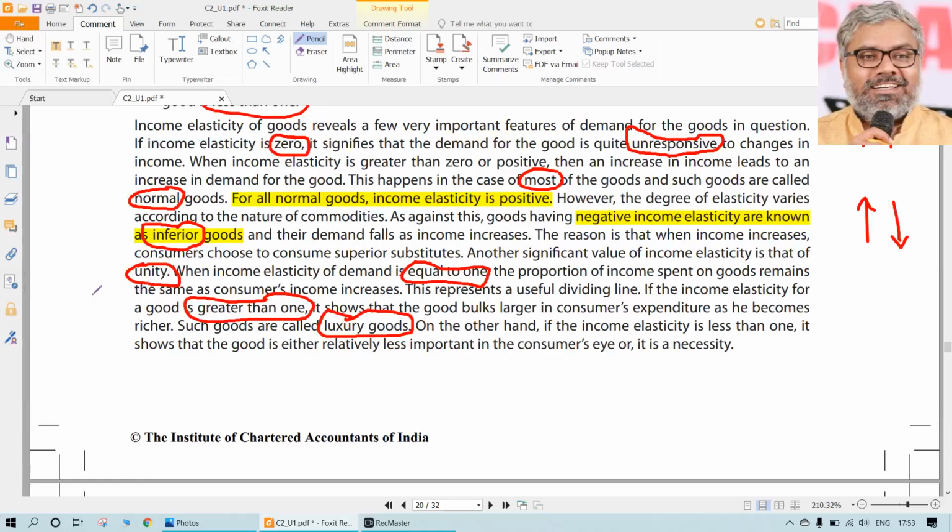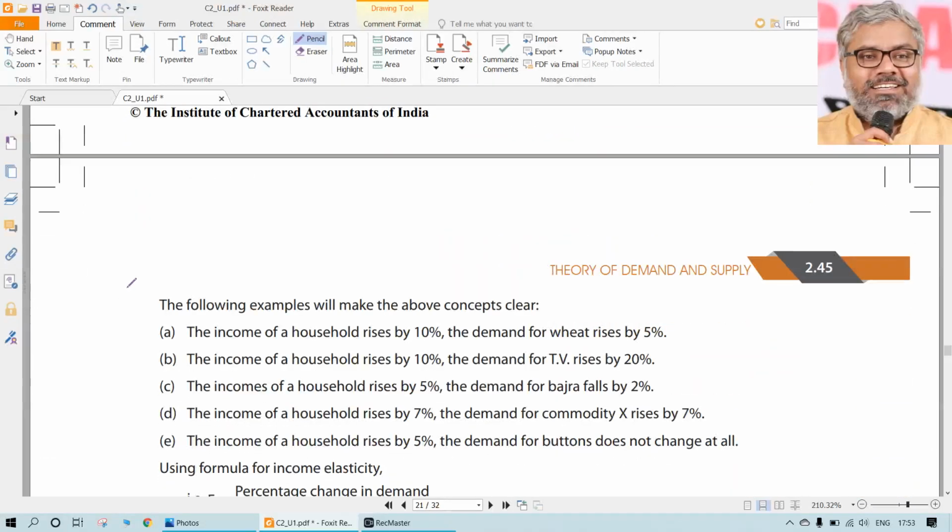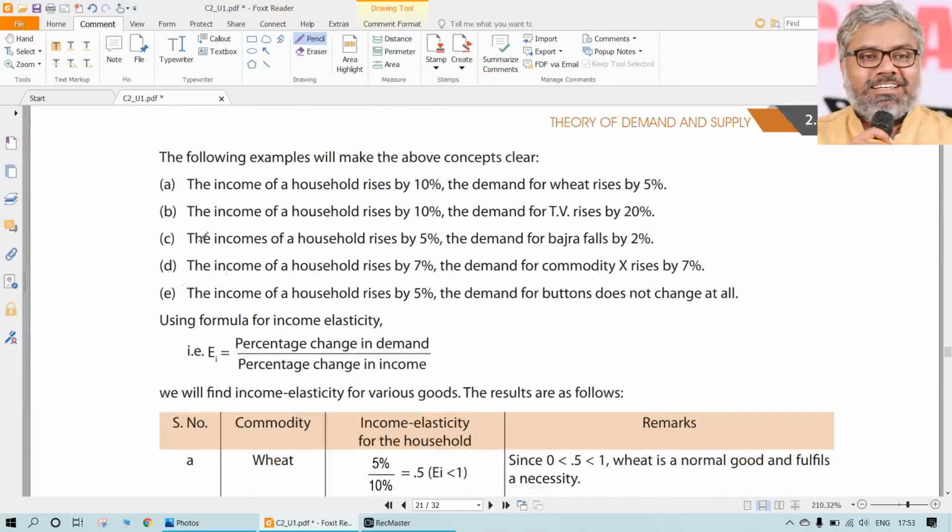And certain goods may respond in exactly the same proportion as the income increases. Those are called unitary elasticity. These are the possibilities of income elasticity of demand. And this example will tell us exactly how these goods are behaving. It's a very simple example. You can easily identify that, one by one.